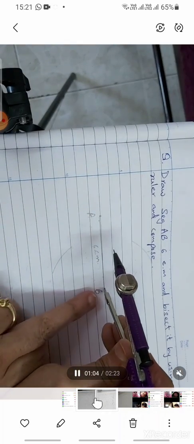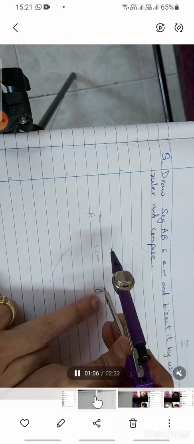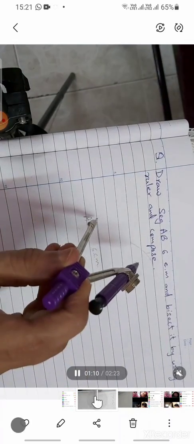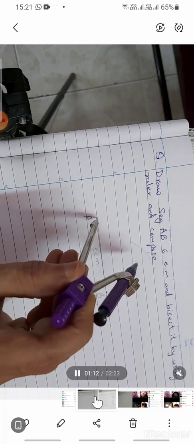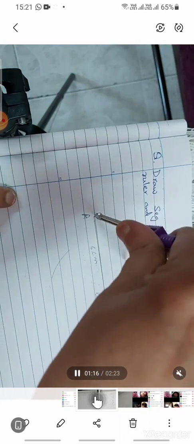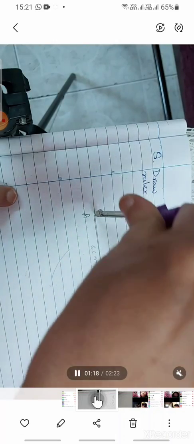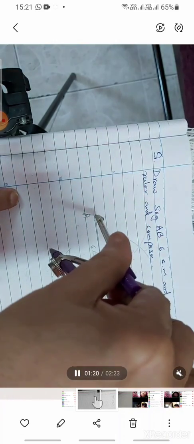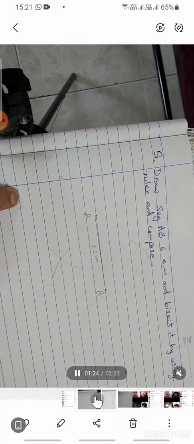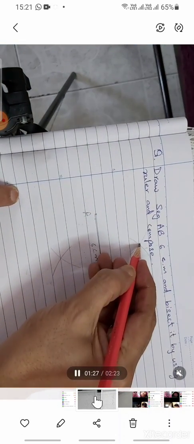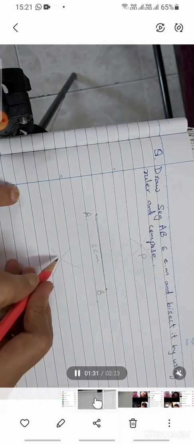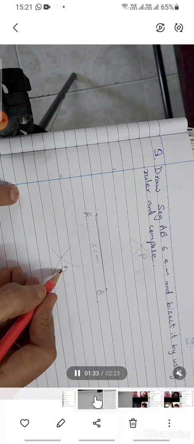Okay, now with the same distance we will put our compass, point of compass on A and will make another arc which will cut the first arc. Okay, upside also and downside also. Now we will give this arc a name P. Okay, the next one is Q.